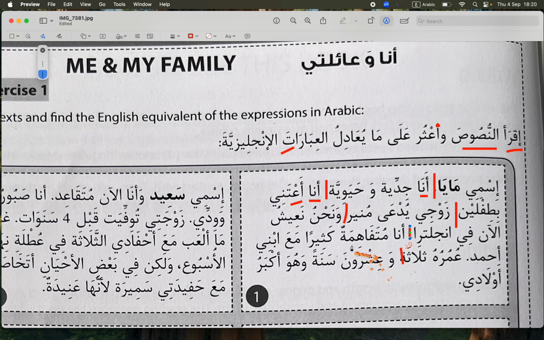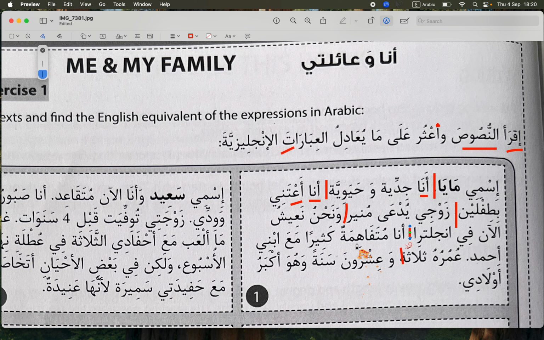Ana mutafahima kathiran ma'a ibni Ahmad. Ana mutafahima, I get along, kathiran, very much, ma'a, with, ibni, my son, Ahmad. In other words, my son called Ahmad. So ana mutafahima, I get along.